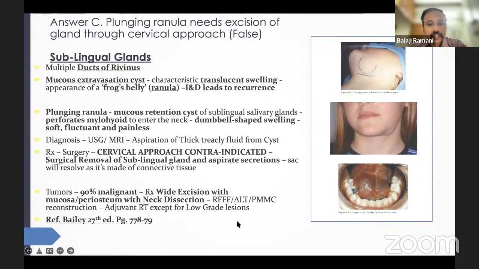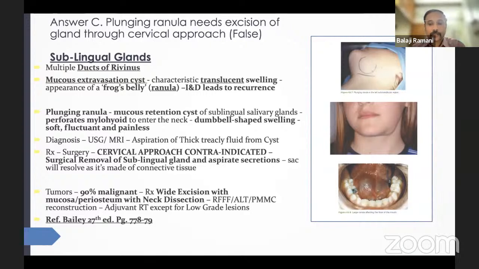And the reconstruction will also be needed by a radial forearm free flap, or in some cases you may need a fibular free flap as well, depending on whether the patient has got an extension onto the mandible or not. And adjuvant treatment will be needed. The indications for adjuvant RT will be the same as when we discussed the other tumors of the salivary gland. So this is how a plunging ranula and a ranula will look.